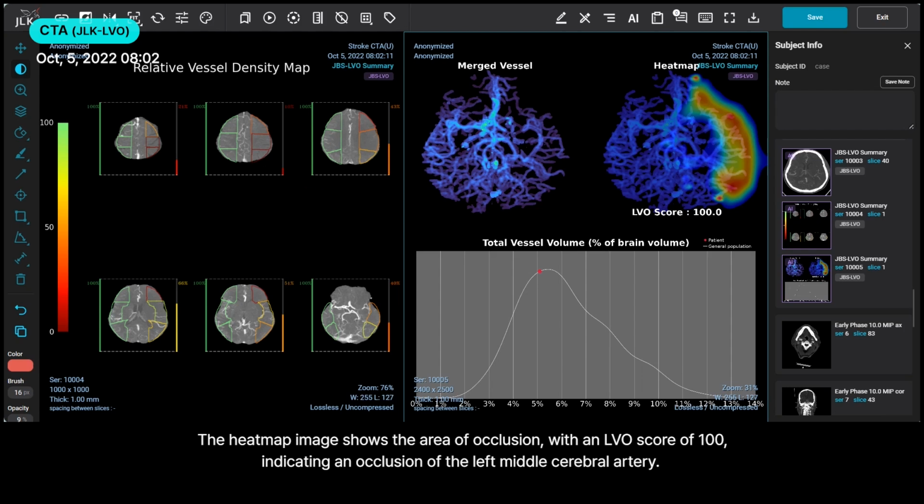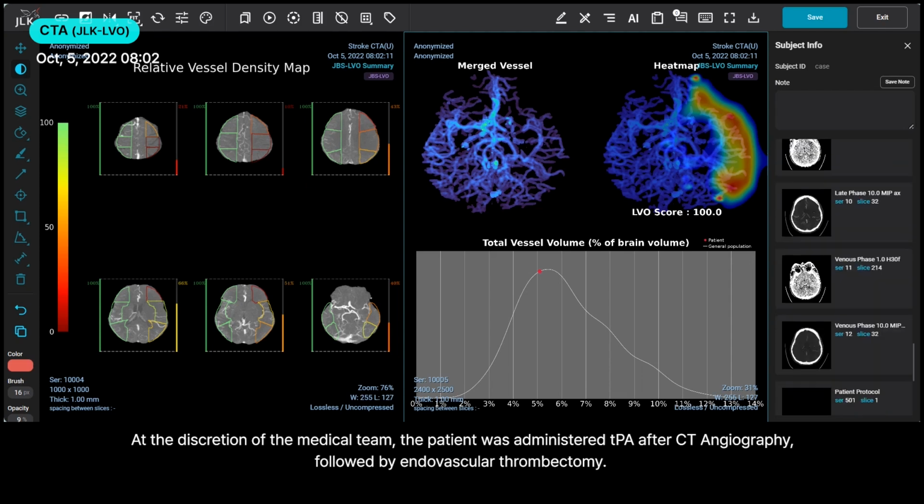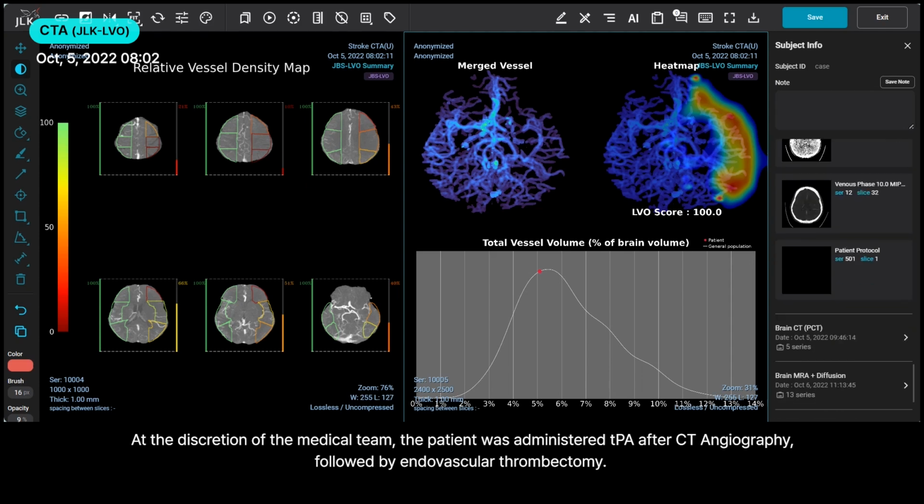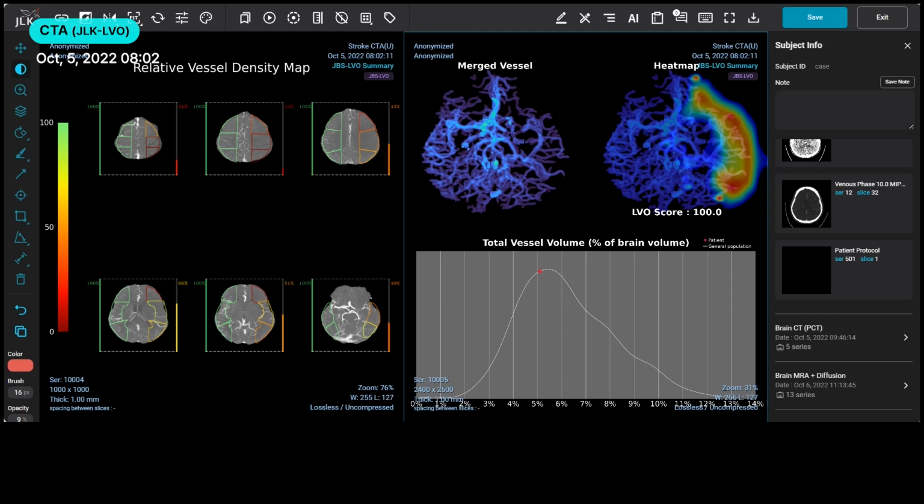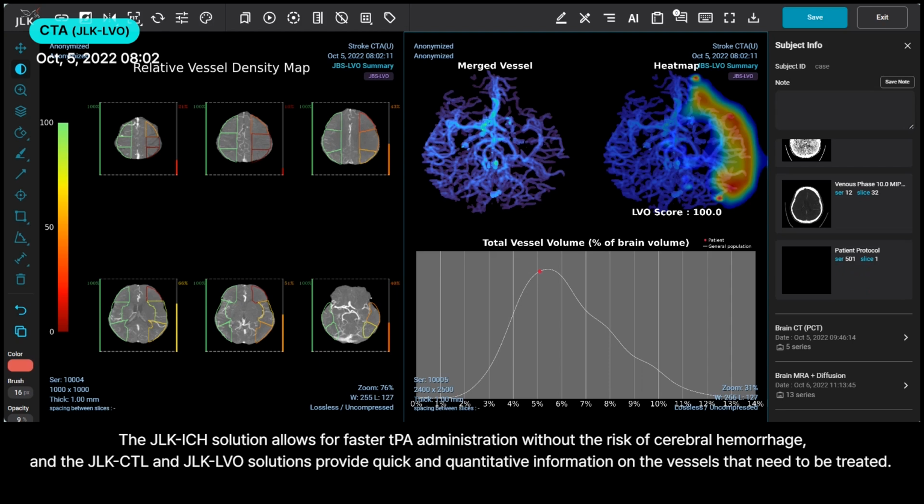left middle cerebral artery. At the discretion of the medical team, the patient was administered TPA after CT angiography, followed by endovascular thrombectomy. The JLK-ICH solution allows for faster TPA administration without the risk of cerebral hemorrhage, and the JLK-CTI and JLK-LVO solutions provide quick and quantitative information on the vessels that need to be treated.